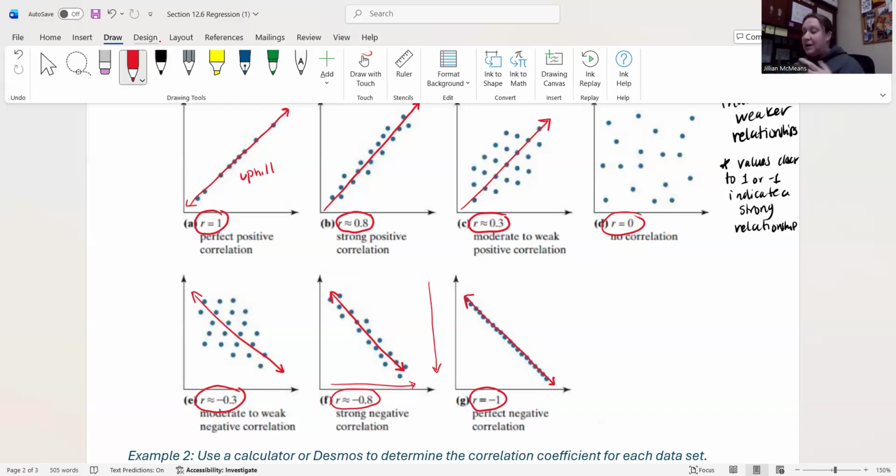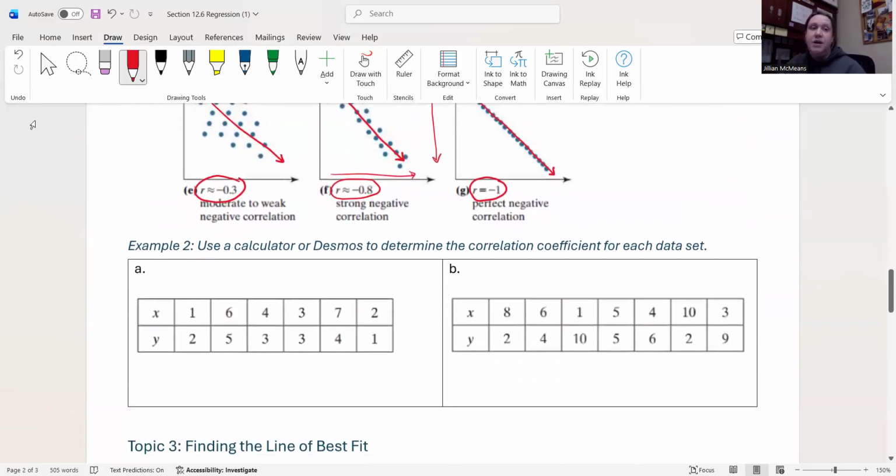Okay, so that is what the correlation coefficient does. It just gives us a number to kind of quantify how strong is the relationship and is the relationship positive or negative, meaning which direction is this data going? All right, now what I want to do in this example is we're going to use the calculator and, in this case, Desmos to determine the correlation coefficient for each data set.